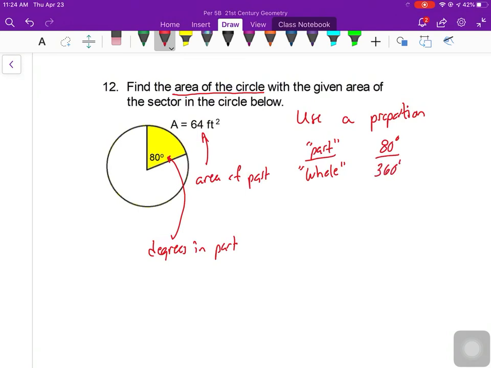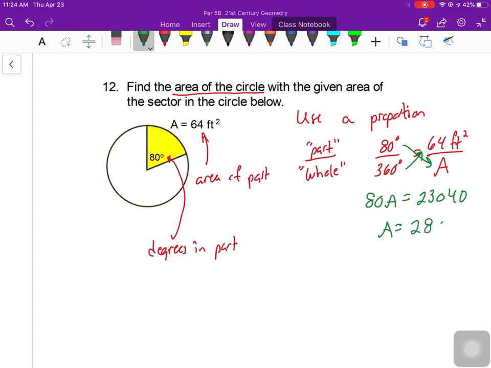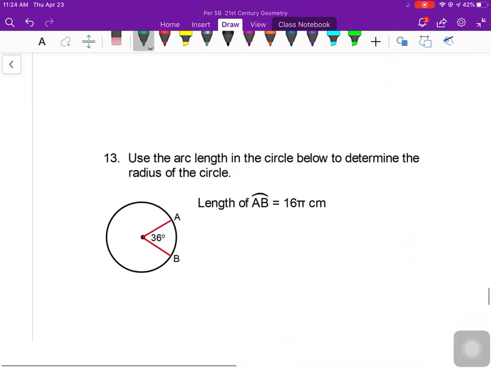Degrees in the part, 80 degrees. Degrees in the whole circle, 360 degrees. Area of the part, 64 square feet. And we're looking for the area of the whole circle. Pretty straightforward. Cross multiplying, 80 times A, 80A, equals 360 times 64, 23,040. Divide by the 80, area comes out to be 288 square feet. These proportion ones I think you'll find to be even easier than the other ones.